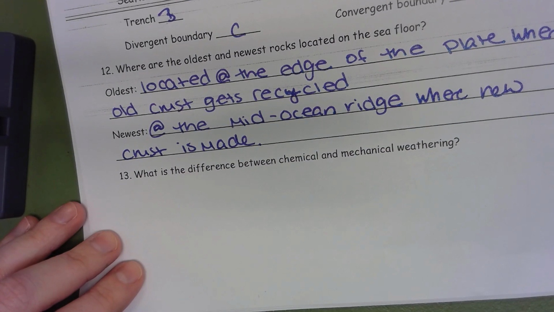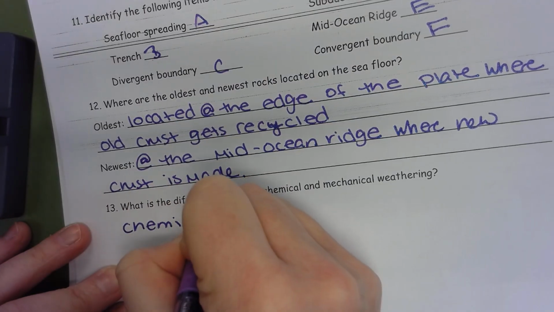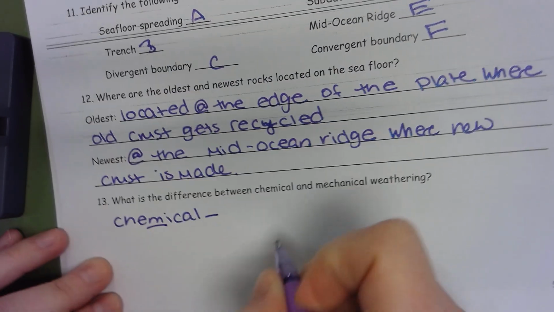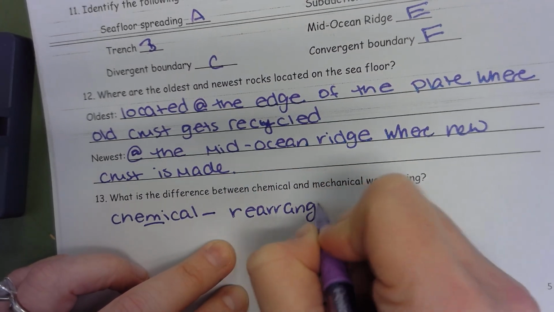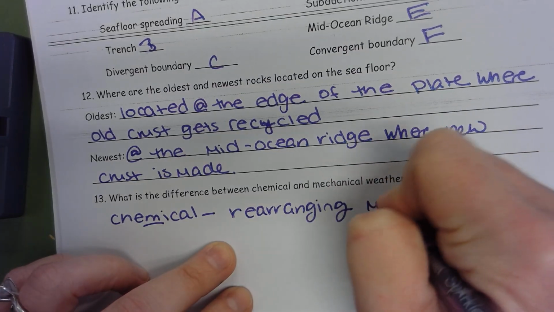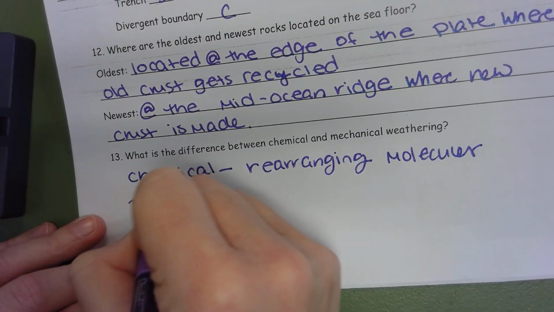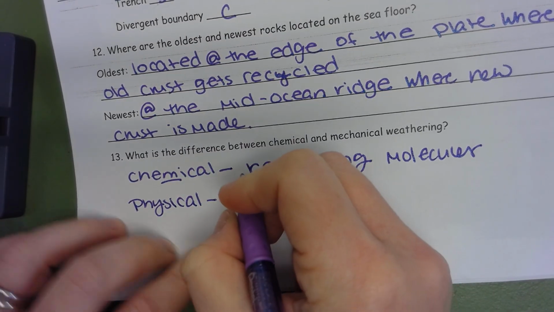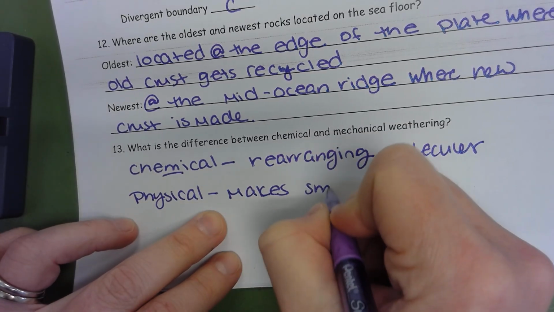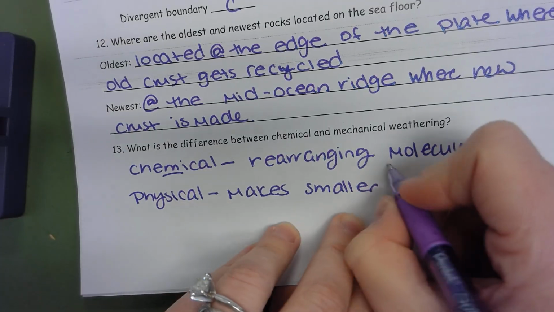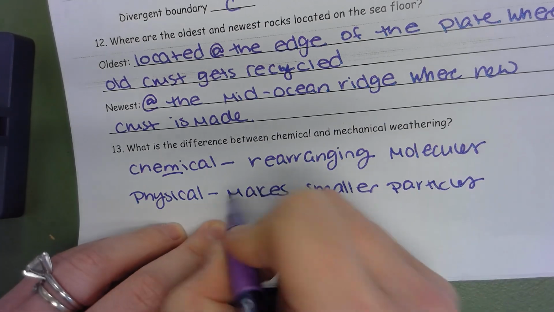All right, what is the difference between chemical and mechanical weathering? Remember, chemical has that M in there for molecule, and it's rearranging the molecules. For physical, it makes smaller particles, but the molecules stay the same.